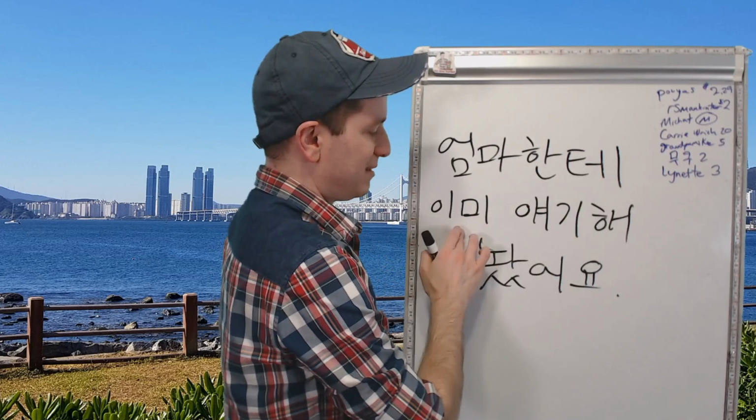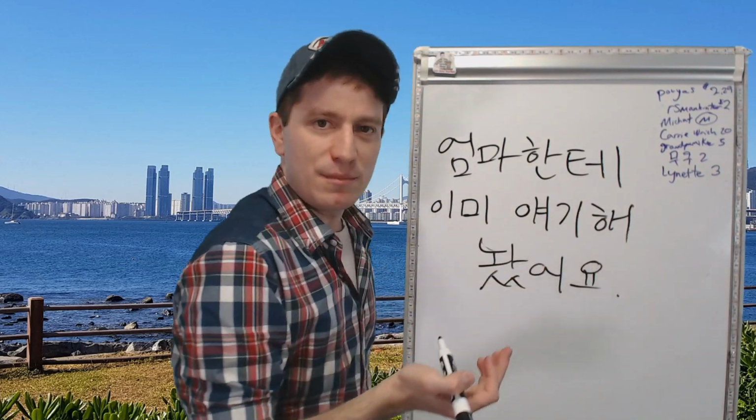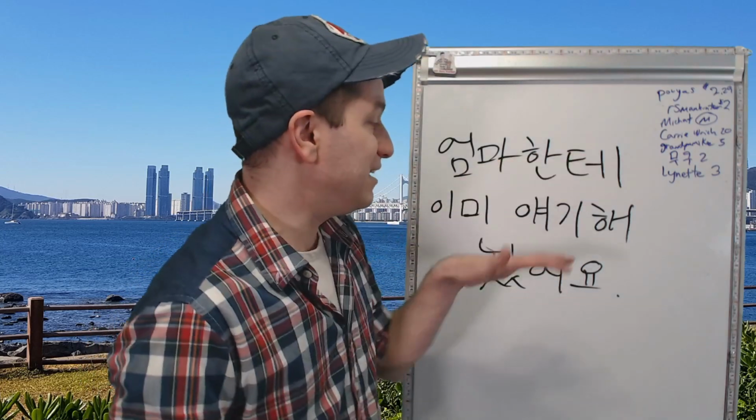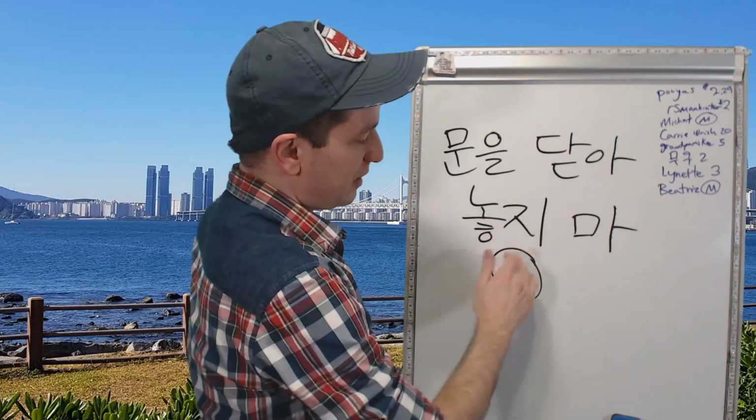엄마한테, to mom, 이미 already 얘기해놨어요. I already told mom. I already told her in advance. 엄마한테 이미 얘기해놨어요.